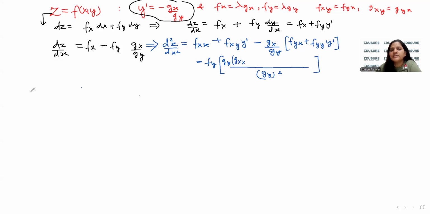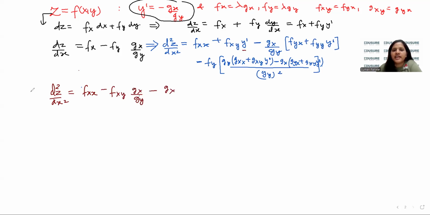Gxx plus gxy y dash. Now we will have gx, so we will have gyx plus gyy y dash. So that is what we are going to have. Okay, so let us try to simplify what we have written. So d2z by dx2 will be fxx. Instead of y dash, we will write again minus gx by gy. Then minus gx by gy.